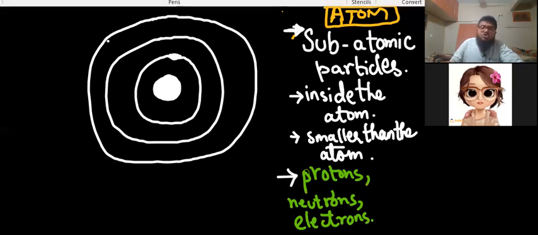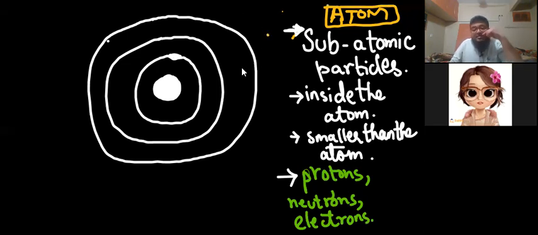Now we must know the position of each of these particles, because the position is a very, very important point. The examiner might ask you to draw out the structure of an atom, so you must know how to draw it. This nucleus that we have in the center contains two of the three types of subatomic particles, namely the protons and the neutrons. These are the two subatomic particles found inside the nucleus.